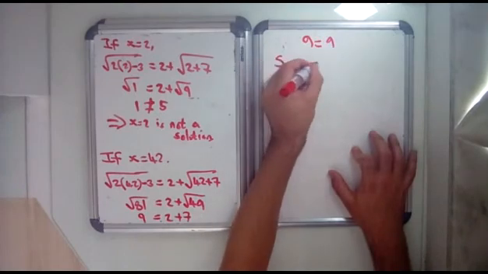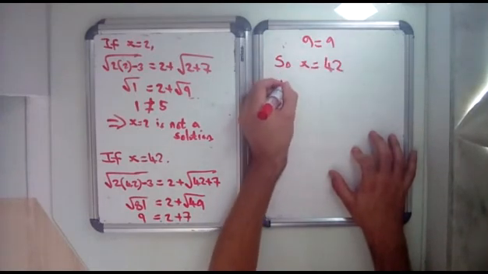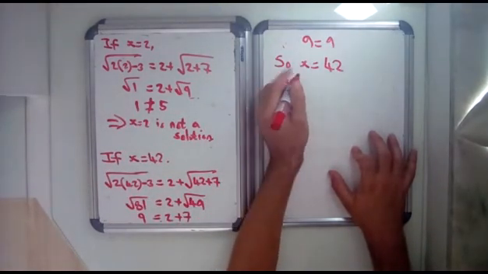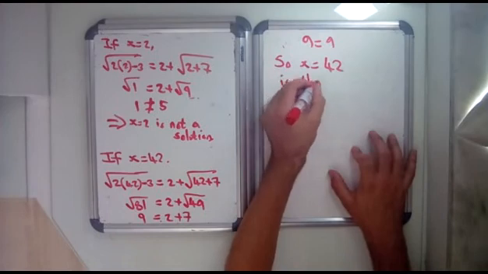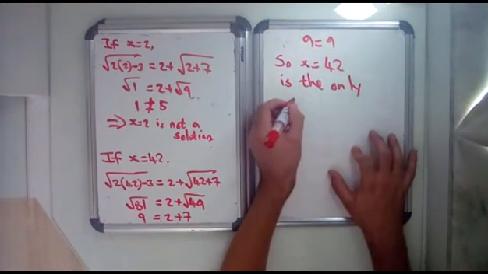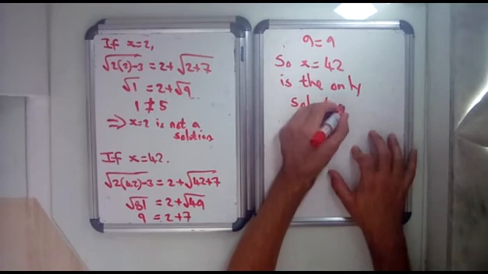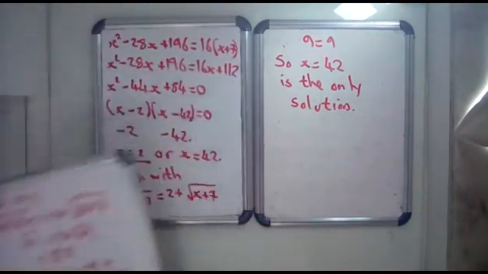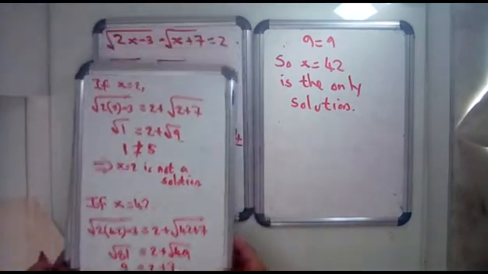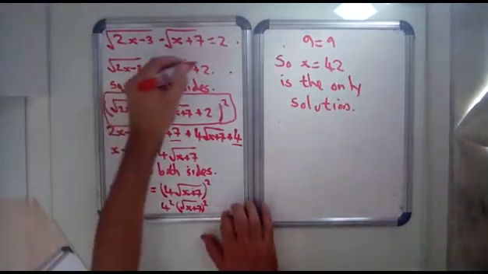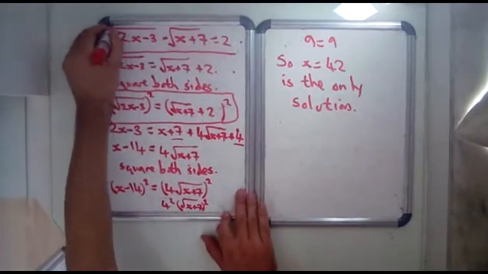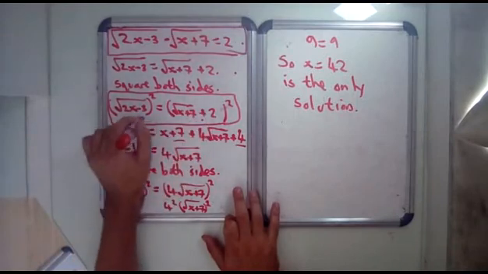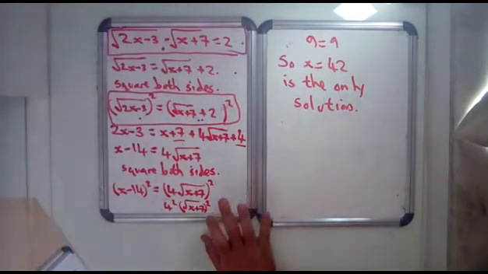So x equals 42 is a solution, and it's the only solution because we disregarded the other one. We proved that it isn't a solution to the original. It's the only solution. And remember, that's the only solution to the original equation, which was this. Yes, it may well, x equals 2 absolutely will be a solution to this, as will 42, but it will not be a solution to the original.